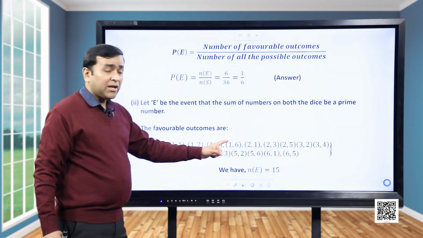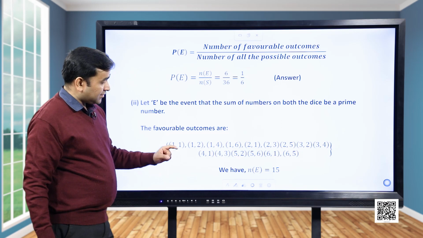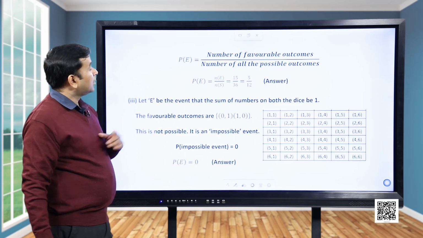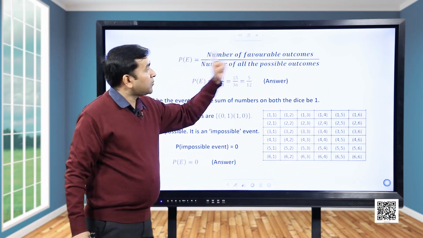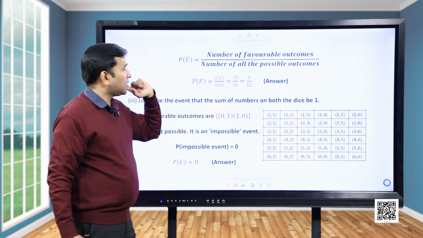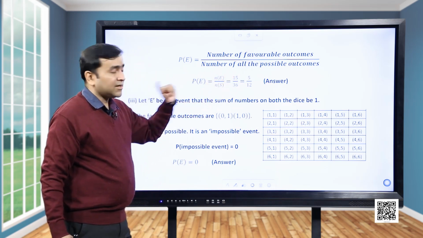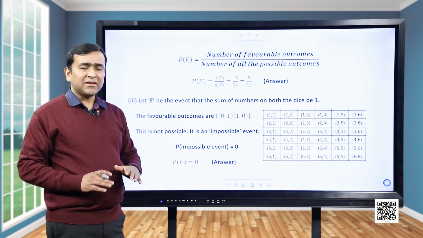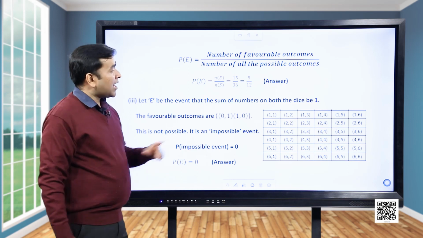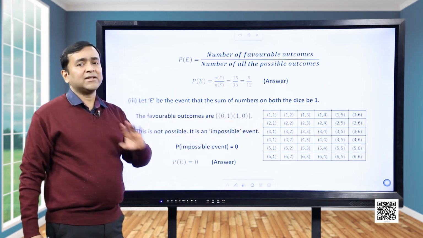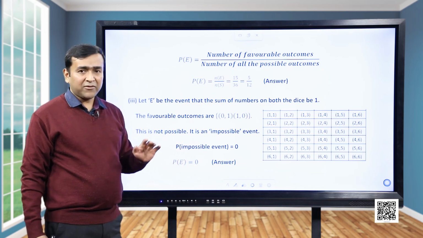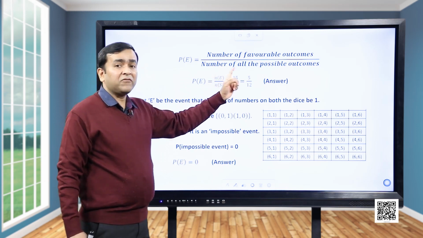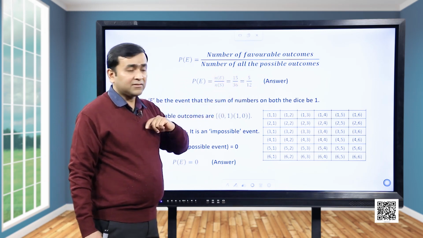I have written all the favorable outcomes for you. And how many are these? These are 15 in number. Let us calculate the probability. Again, the same formula, number of favorable outcomes upon the number of all the possible outcomes, which is 15 upon 36. Whenever two dice are thrown, our possible outcomes remain the same, that is 36. I have drawn the table in every question for your understanding. You need not draw this table every time, it will save a lot of time of yours. So 15 upon 36 is equivalent to 5 by 12, and this is our answer.